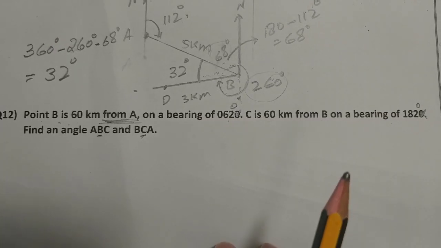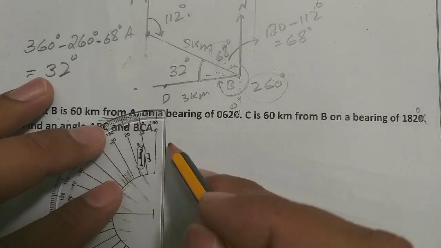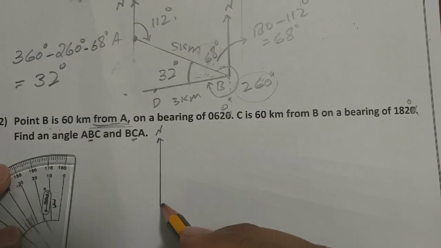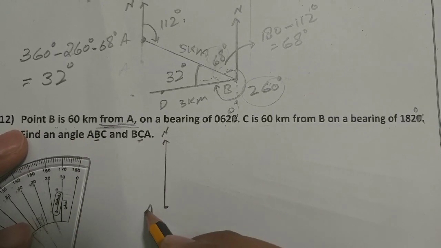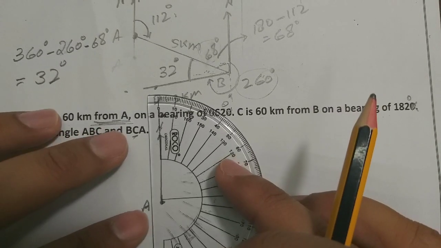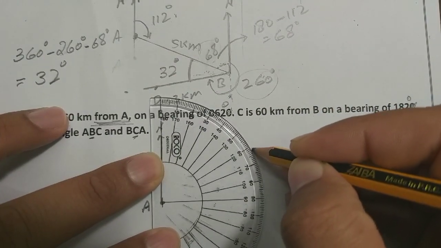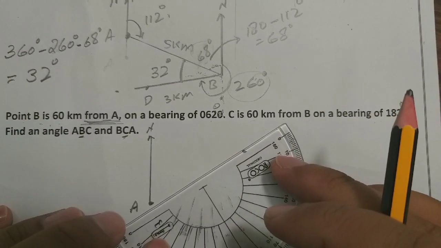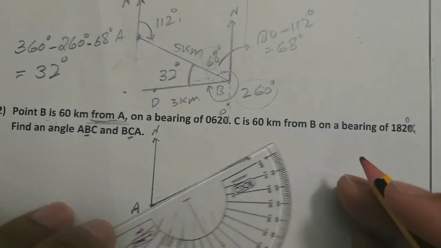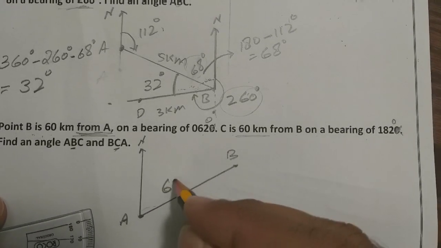Now first draw the line. This is the north line. And this is the point from A. This is A, and what is the bearing? 62 degrees. So the bearing is 62, somewhere here approximately. If I join these points, this is point B, and the magnitude of this line is 60 kilometers.